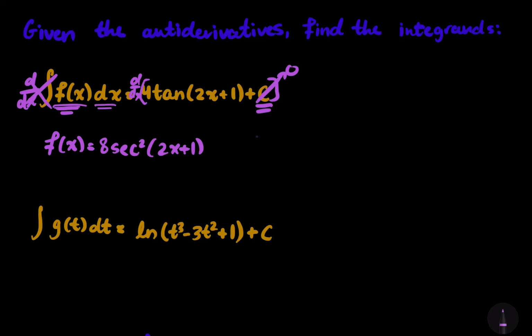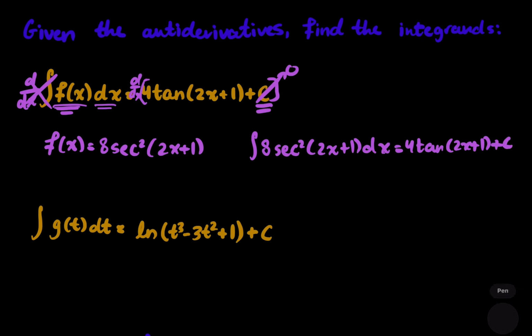Another way to write this is to say that the indefinite integral of 8 secant squared of 2x plus 1 dx is equal to 4 tangent of 2x plus 1 plus c. And this makes sense, right? Because this right over here is the derivative of this function, and this function on the right-hand side is the antiderivative of the integrand. I hope that makes this a little more concrete.